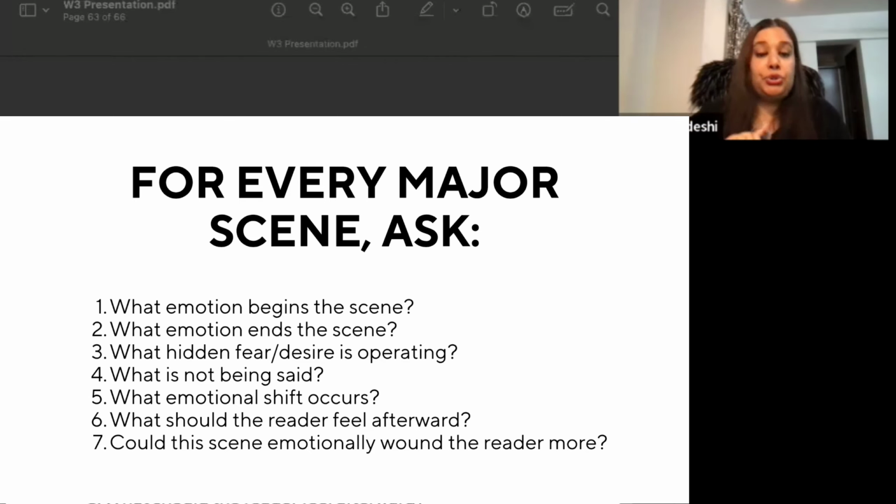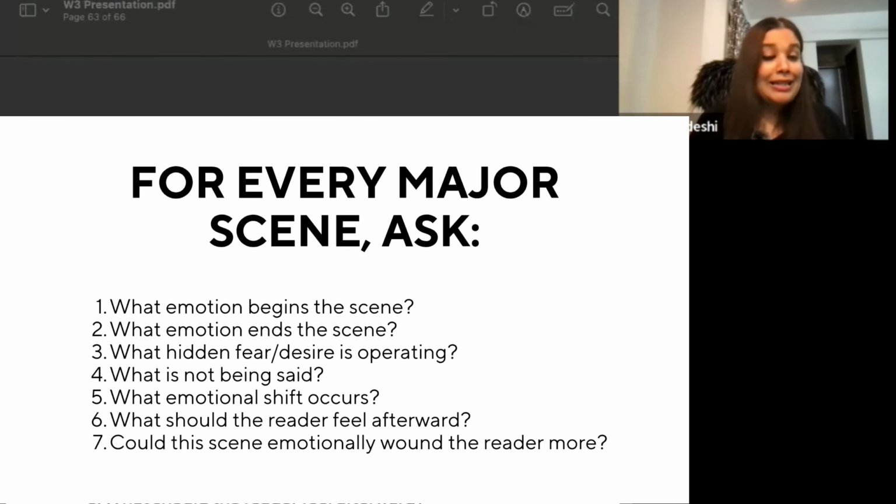Question number two, what emotion ends the scene? Now ask, what has emotionally shifted by the end of the scene? Even subtle movement matters. Now remember, not every scene is going to have dramatic movements, and you don't want that because otherwise it will be an overly dramatic book. But at least some subtle movement should be there. Maybe they go from confidence to a little bit of doubt, resentment to guilt, fear to attachment, hope to suspicion. Emotional transition creates narrative momentum.